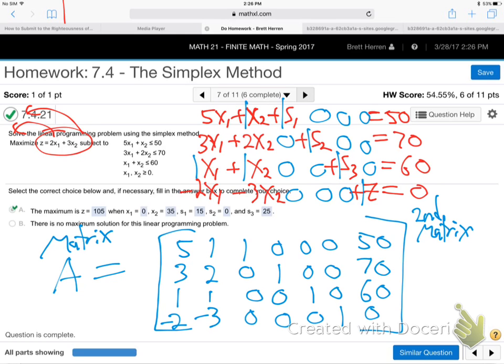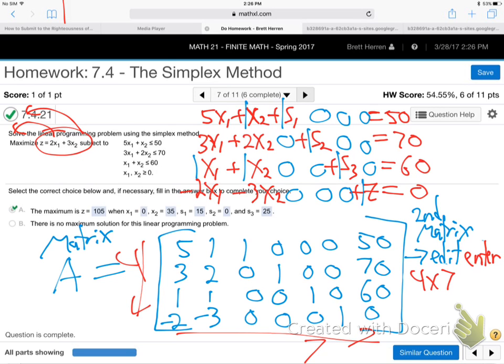Hit second matrix, and then go across to edit. Isn't that what you do? I'm trying to remember here. Second matrix, go across to edit, hit enter. And then what size? 4 by 7. Remember, the size is always down, 4, by across, 7. Then type in the matrix, and when you're done, hit second, quit. Remember, quit is above the mode key.